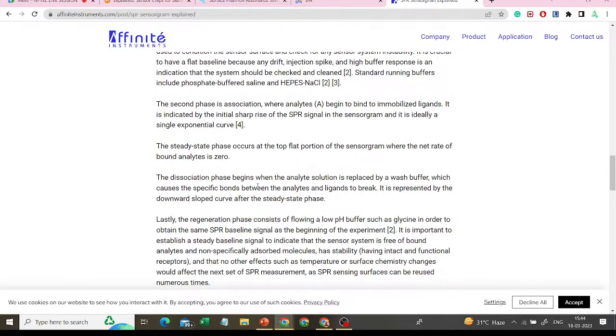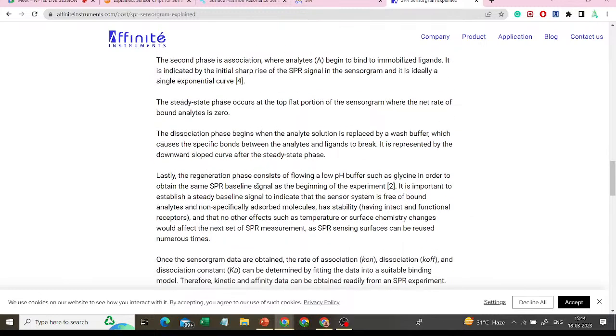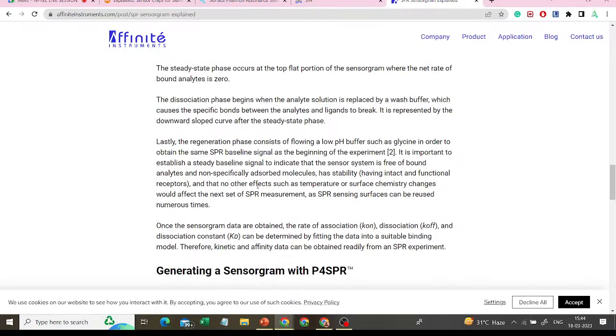The steady state phase occurs at the top flat portion of the sensorgram, where the net rate of bound analytes is 0. Then the dissociation phase begins when the analyte solution is replaced by wash buffer, which causes the specific bonds between the analytes and the ligands to break, represented by the downward sloped curve after the steady state phase. Lastly, the regeneration phase consists of flowing a low pH buffer such as glycine in order to obtain the same SPR baseline signal as at the beginning of the experiment. It is important to establish a steady baseline signal to indicate that the sensor system is free of bound analytes.